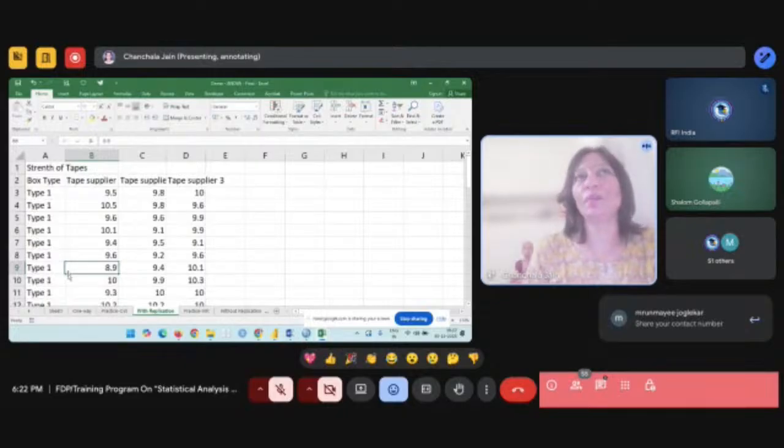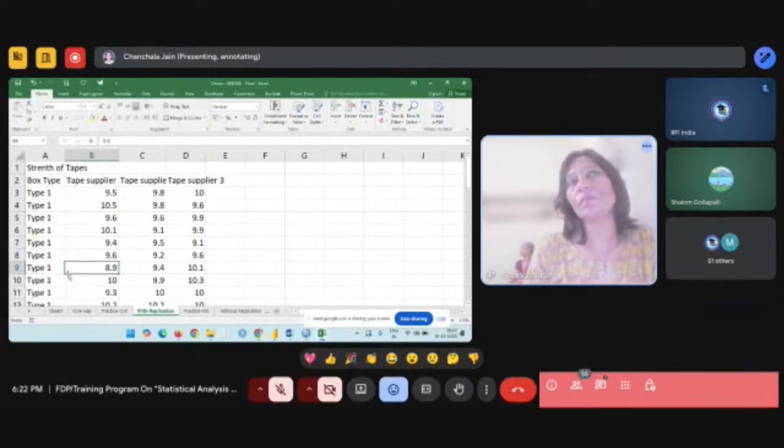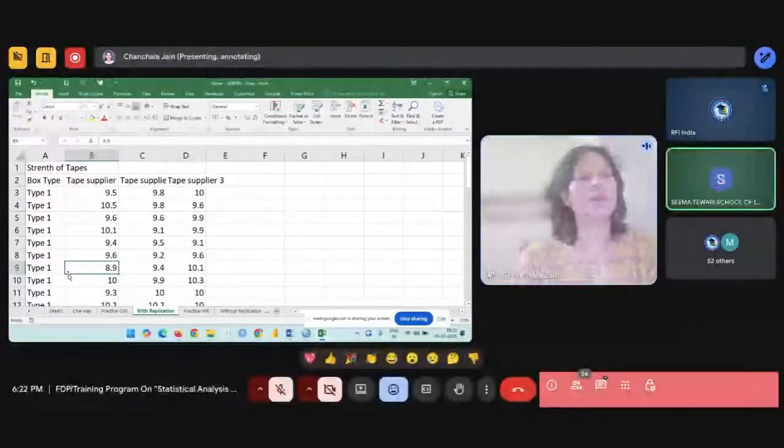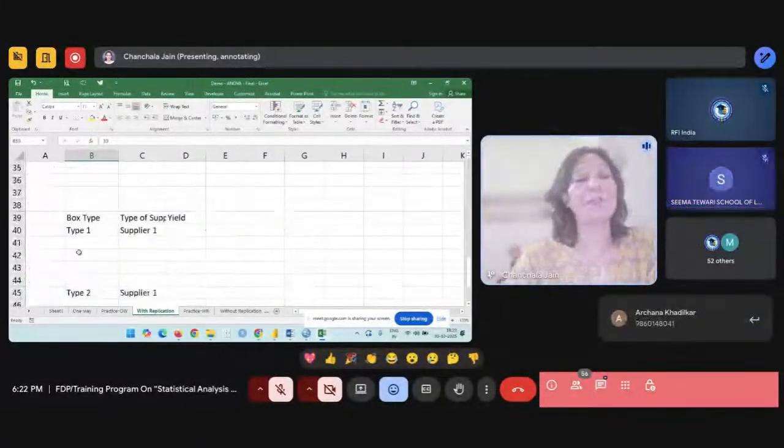And in case of replication, how many hypotheses we need to formulate? 3, ma'am. 3. Very good. Thank you. We will formulate total 3 hypotheses, right? So I'll remove all this and I'll write the hypothesis now.